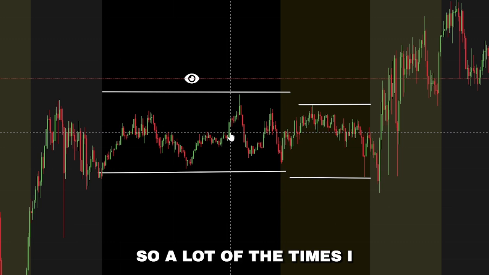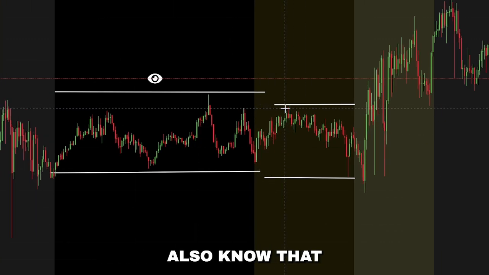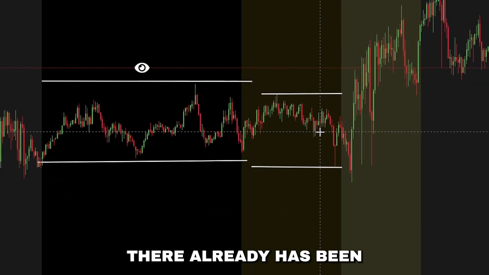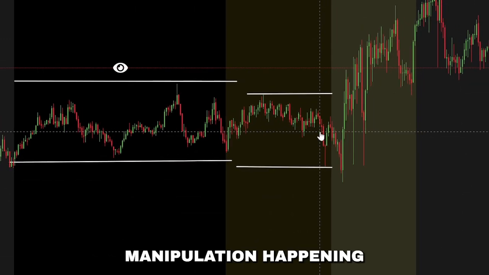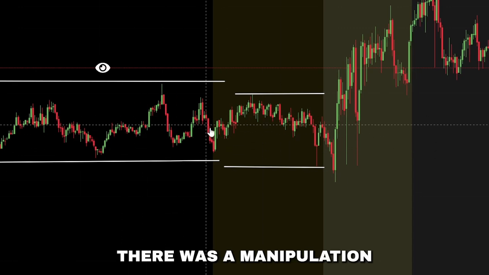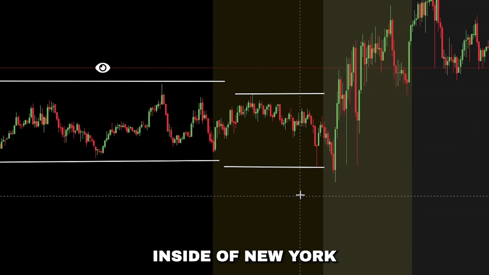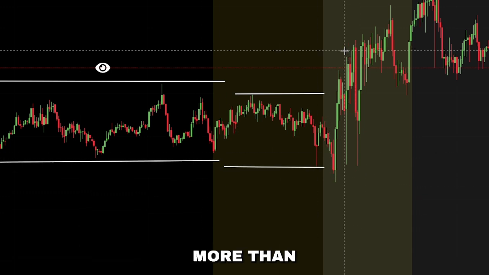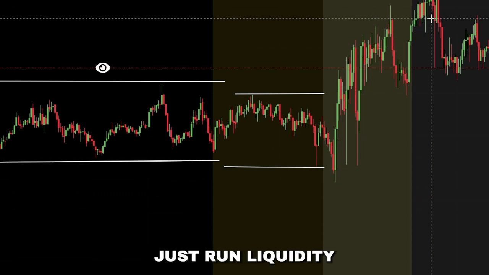Another important aspect I want to talk about is manipulation. A lot of the times I know that price will more than likely run liquidity when there already has been a manipulation happening. Right here, as we can see, there was a manipulation that happened inside of New York of the Asian range. I know after that manipulation, price is more than likely going to just run liquidity.